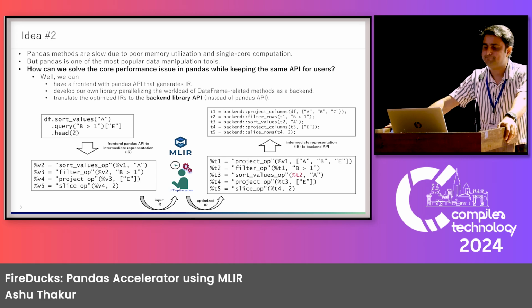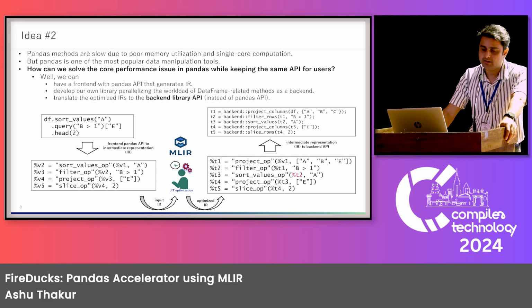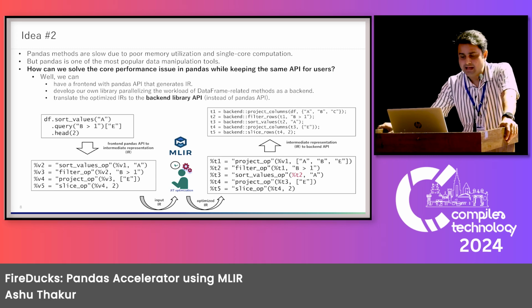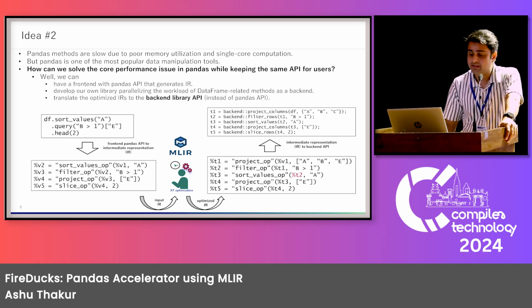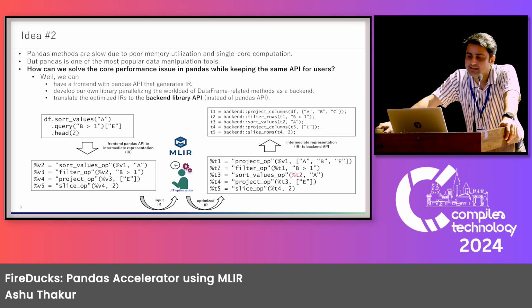And then we can generate IR instructions, this process we have discussed already, right? Based on that, we can reorder these instructions, and then send it back to a backend API library, right? This way we can have a front end with Pandas API, develop our own library, parallelizing the workload of data frame related methods as a backend.